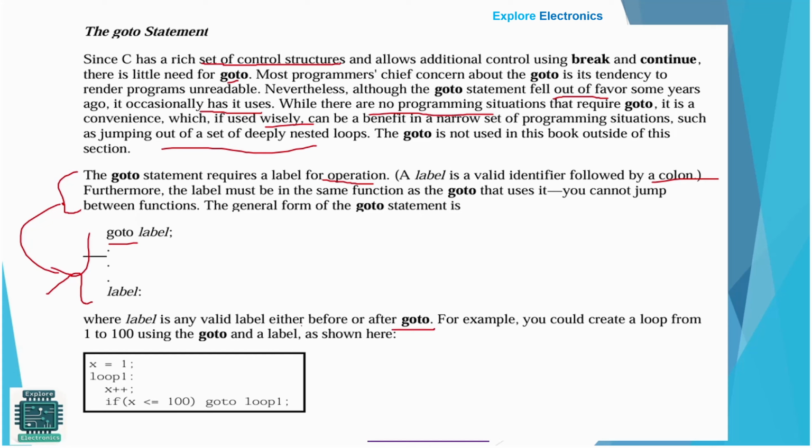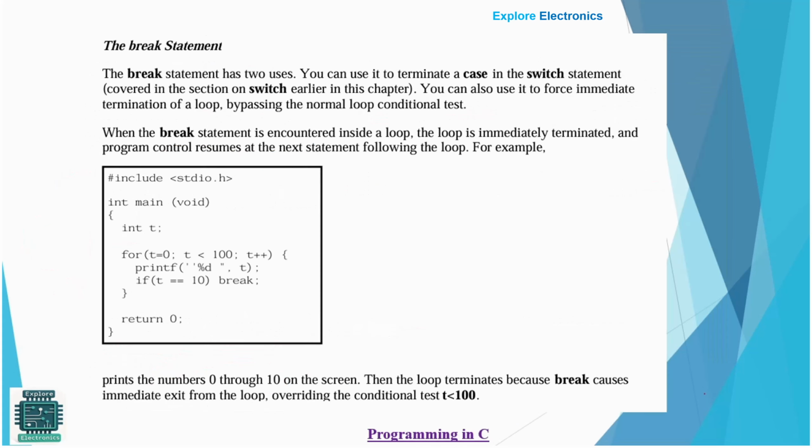For example, you could create a loop from 1 to 100 using goto and a label. Here we have declared x equal to 1 and a label loop1. x plus plus, and if x is less than or equal to 100, then again goto loop1. This is a program example for the goto statement.